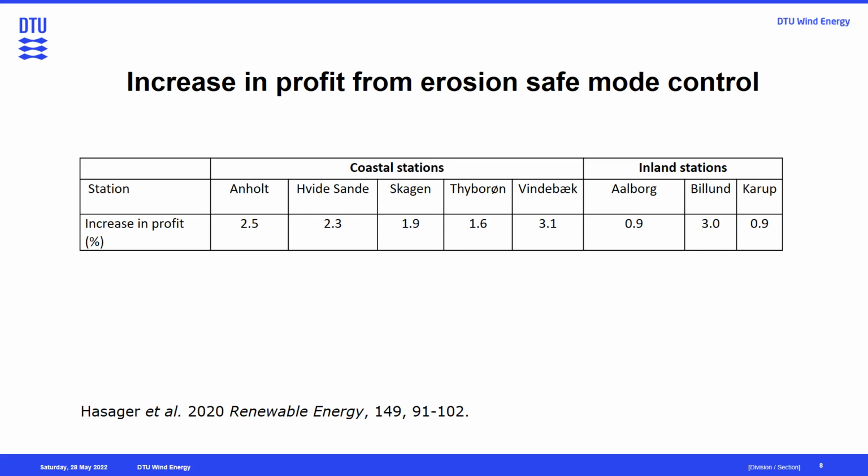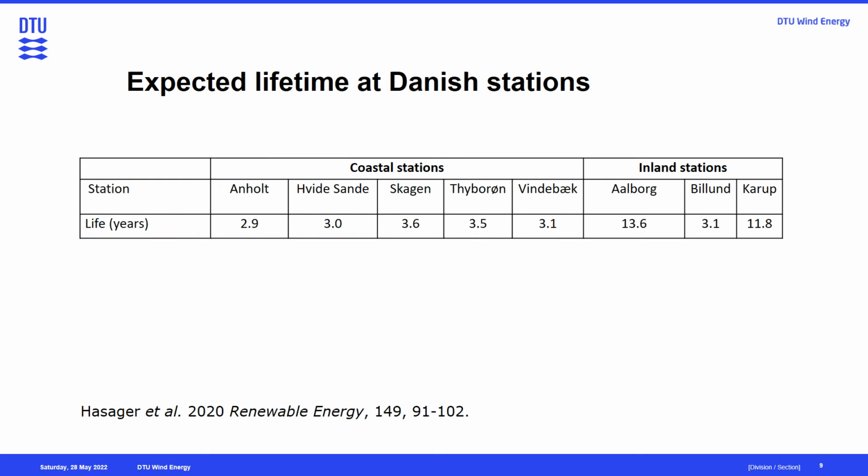In case we do that at sites, I'm showing here how much increase in profit we can do, which is about 1 to 2%. At the same stations, which are coastal stations in Denmark, the lifetime is about 3 years, so that means every 3 to 4 years people will typically repair the blades. At inland stations, the lifetimes are much longer than at the coastal stations due to the weather.